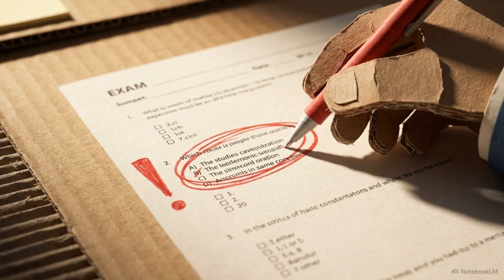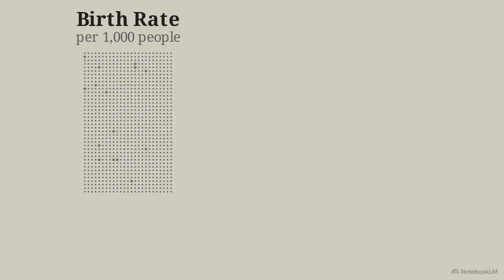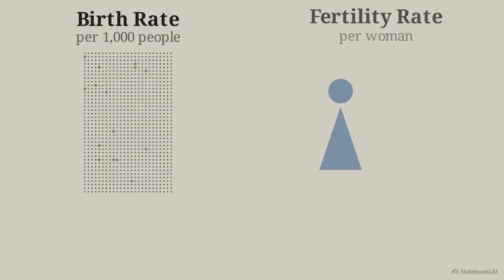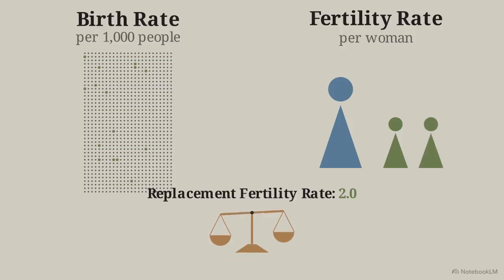But if you are studying this for an exam, there are two major traps to watch out for. First, do not confuse the birth rate with the fertility rate. Birth rate measures births per 1,000 people. Fertility rate looks at the average children born to a single woman. To keep a population stable, economists track the replacement fertility rate, an average of exactly 2 children per woman.